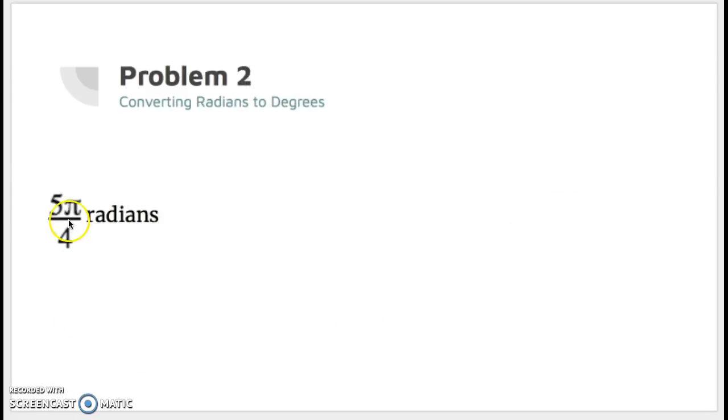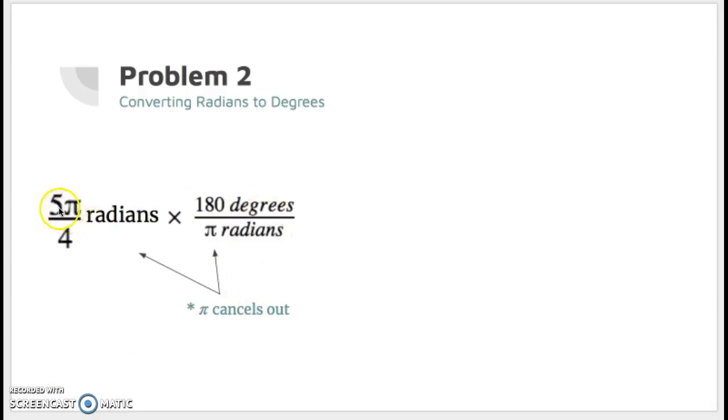For our second problem, we will be converting between radians and degrees, and we have here 5 pi over 4 radians, which we will multiply by 180 degrees over pi radians. So the pi's will both cancel out, and when you multiply this together, you will get 900 over 4 degrees. And simplified, you get 225 degrees.